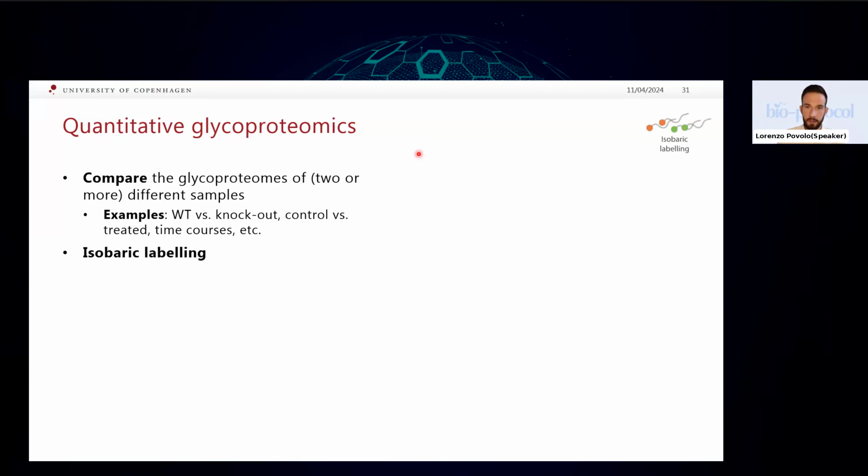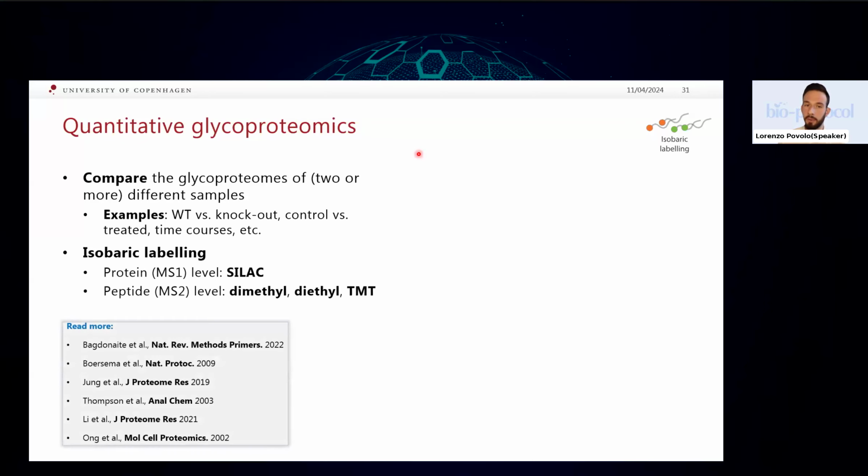So for this, isobaric labeling is very useful, and labeling can be done on protein level, SILAC, just mentioning, or on peptide level, which I have more experience with, for example, dimethyl labeling, diethyl labeling, or TMT labeling. Also here, some key references for this type of labeling. And the first review can also give you an idea, a more general picture of what's happening. And in the last minutes, I would like to show you how I have applied quantitative glycoproteomics in my work.